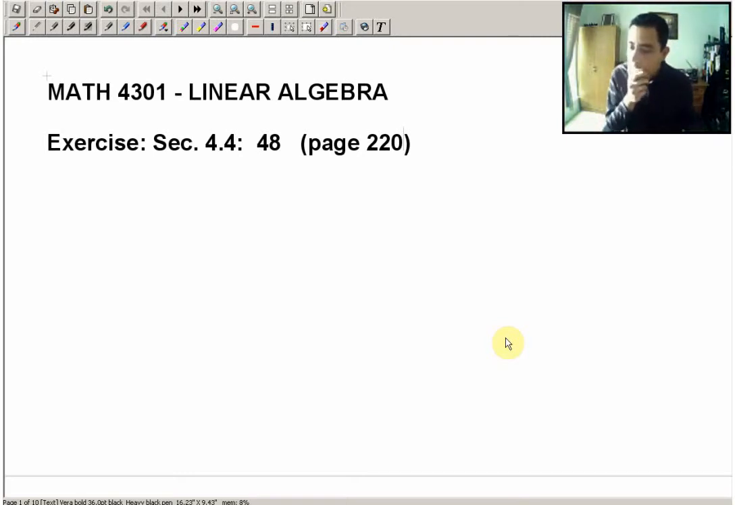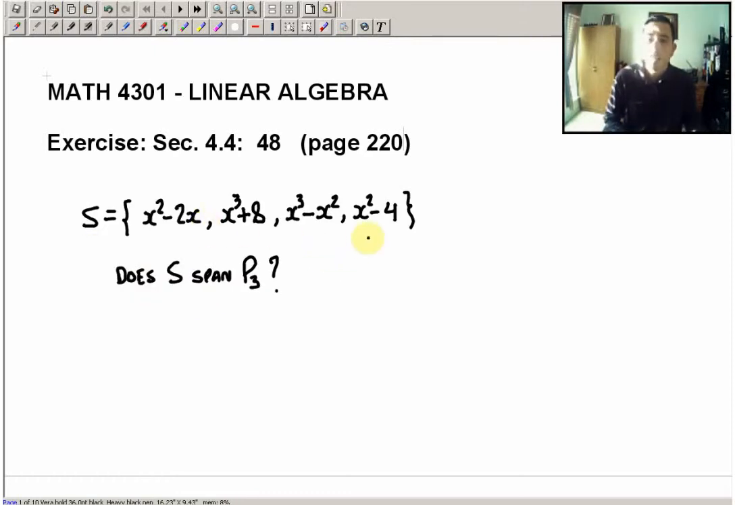Okay. Number 48 on page 220. There is a set S. It has 4 polynomials in P3, and we want to know if the set S spans P3. Okay, let me write set S here. Those are vectors in P3. But we want to know if this set of 4 vectors spans P3. How do we know that S spans P3?